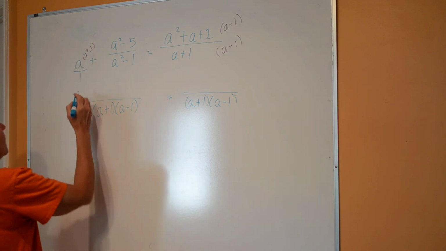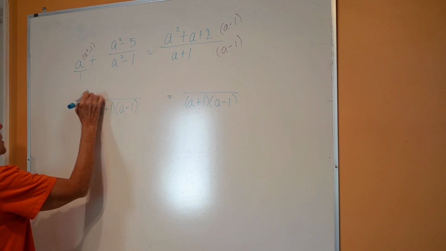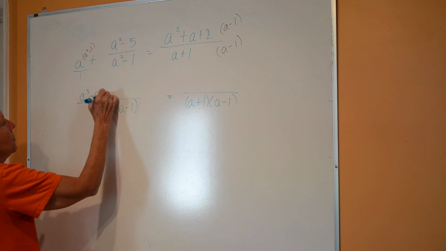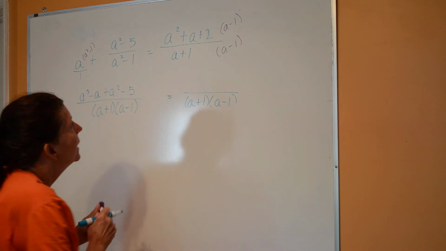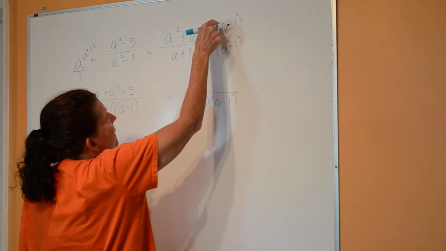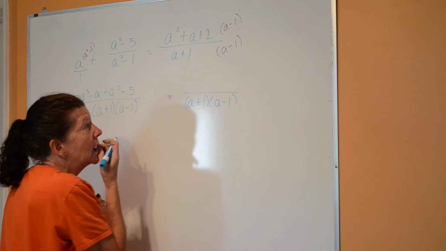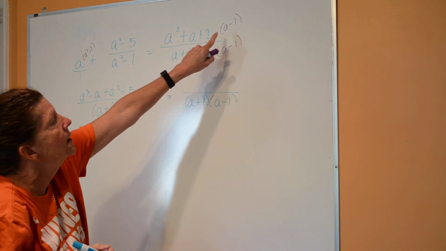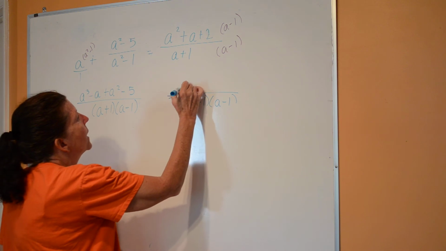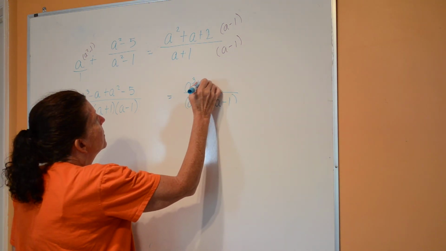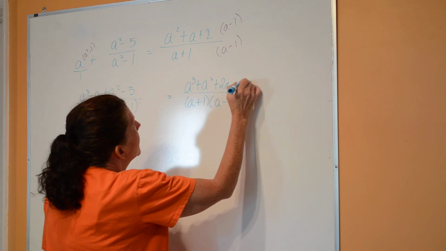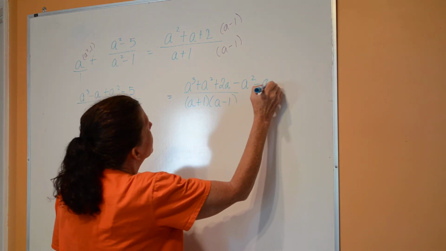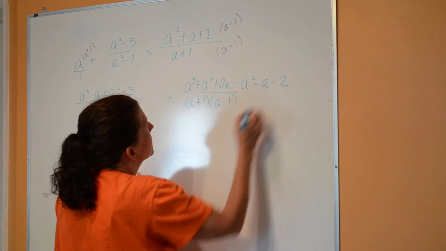So I have A cubed minus A plus A squared minus 5. And over here, I'm going to have to do distributive property with each one of these terms because I have a trinomial times a binomial. So I have A cubed plus A squared plus 2A minus A squared minus A minus 2.